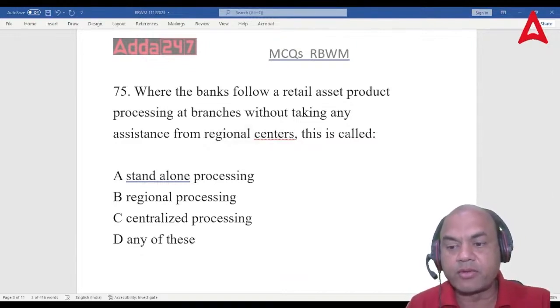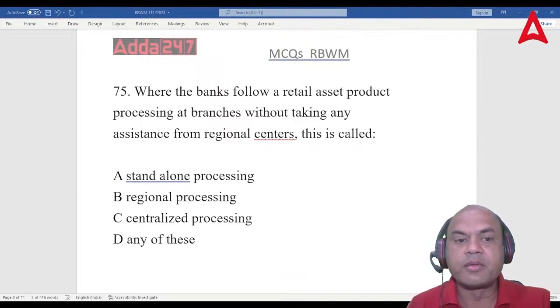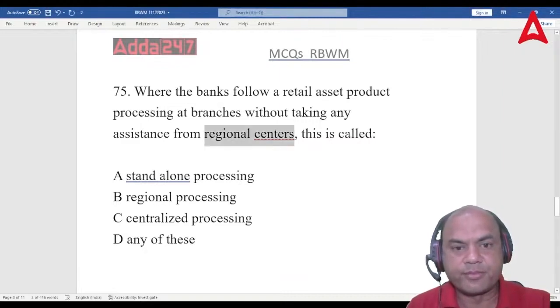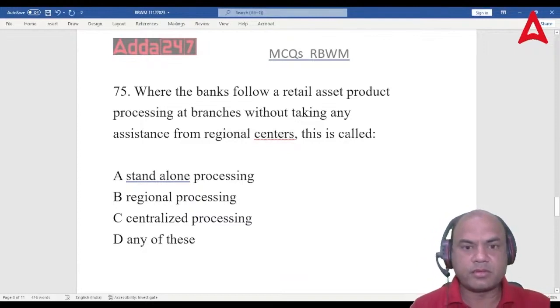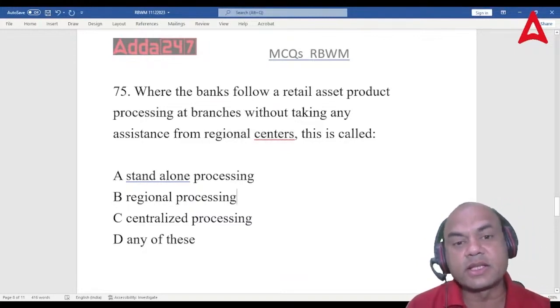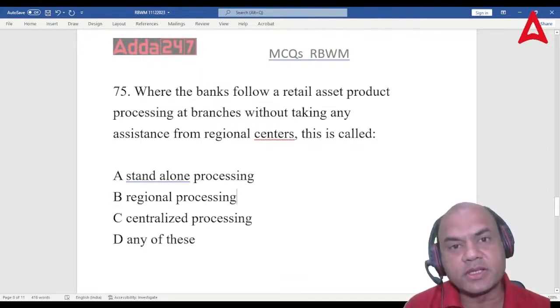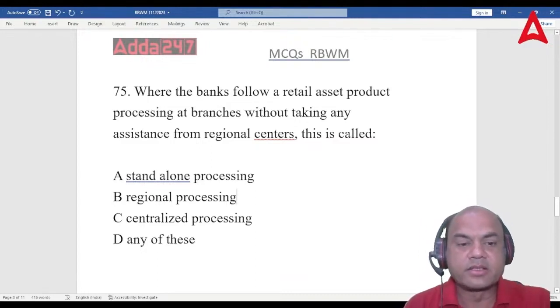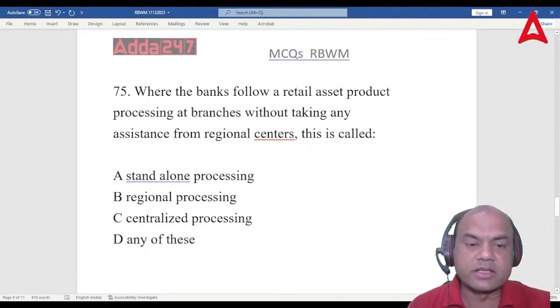A bit tricky. Everyone think over it. Everything is done at the branches. Sourcing is also done at the branch. Processing is done at the branch. Everything at the branch. So it is called as what? Standalone, regional, centralized.